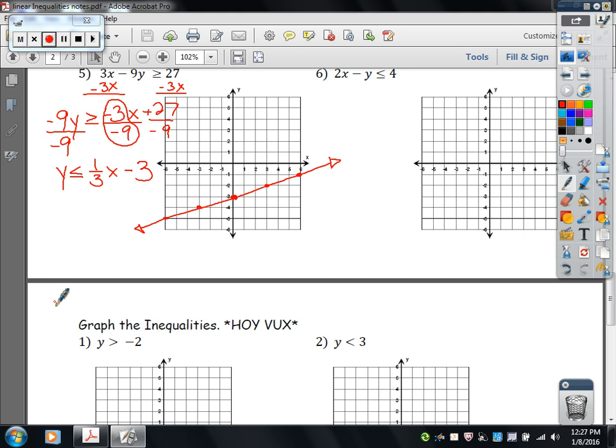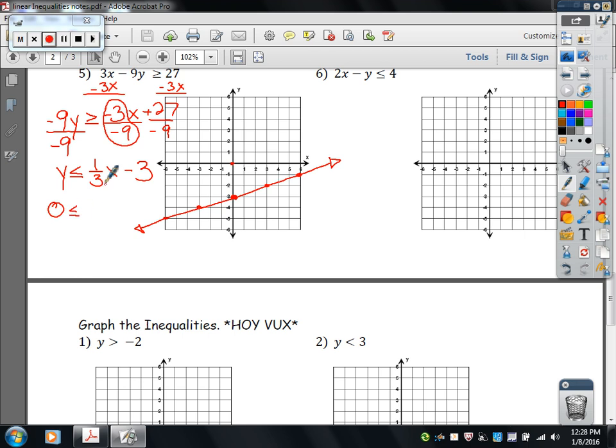Now, let's make a prediction and then let's use the test point. This says what? Y is less than or equal to this. So where would less than be, do you think? Would it be above or below? Below. Let's do my test point. So I expect when I plug 0, 0 in, do I expect it to work? No. I'm going to shade here. So I know that when I plug this in, it's not going to work, but we're just confirming that. So I'm plugging 0, 0 in. What do I plug in for y?